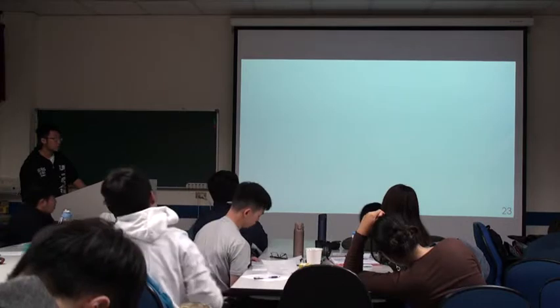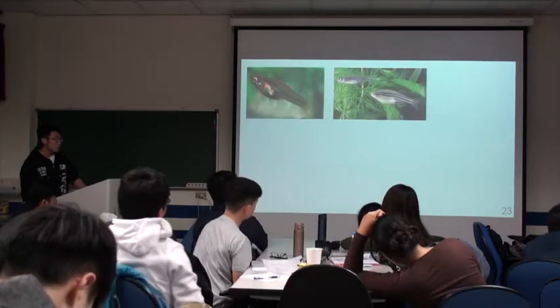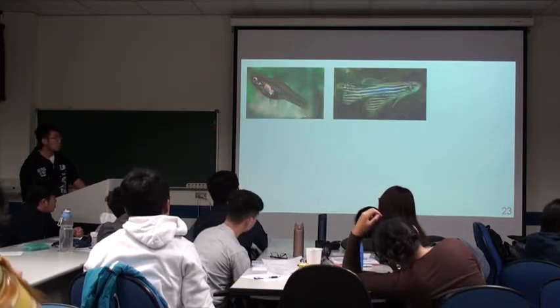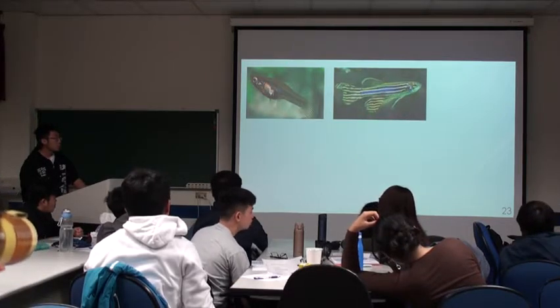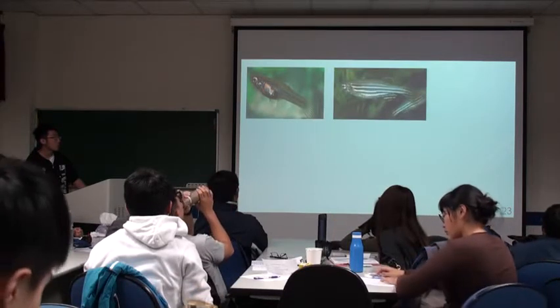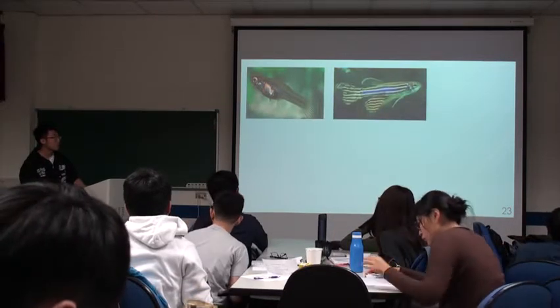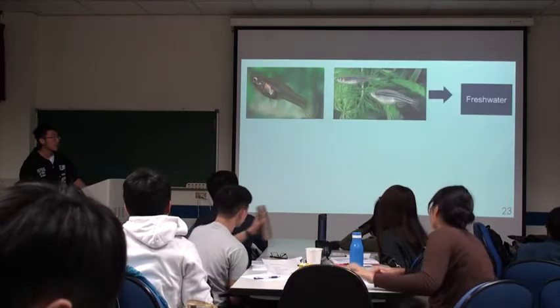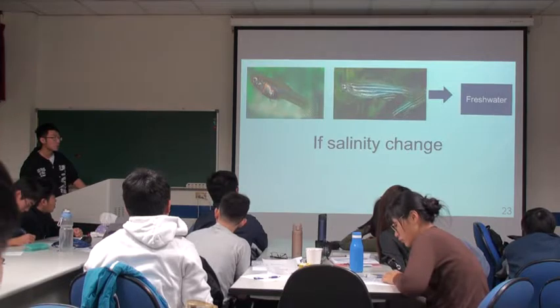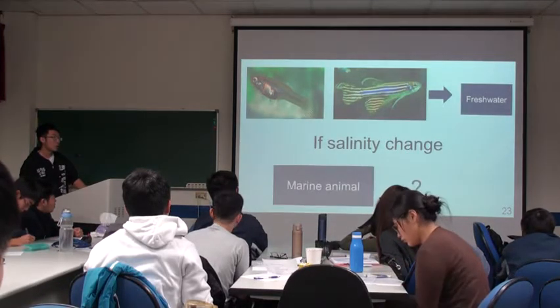And the second criticism is that our conclusion is that glucose plays a crucial role in the regeneration of tail fin in Gambusia affinis and zebrafish, but both of them are freshwater fish. So if the salinity changes, how about marine animals?